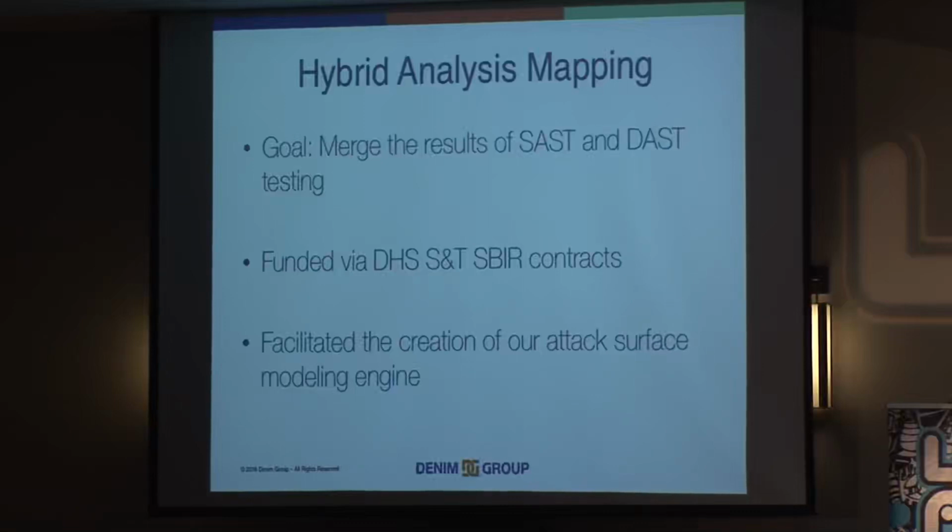So the underlying technology that does this attack surface calculation is called the hybrid analysis mapping, or HAM, as it's affectionately referred to around our office. The original goal of building this technology was to be able to correlate the results of static application security testing and dynamic application security testing. It's been funded via the U.S. Department of Homeland Security, under some research and development contracts.